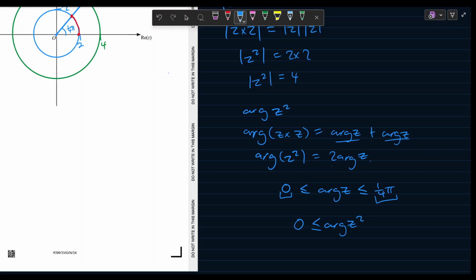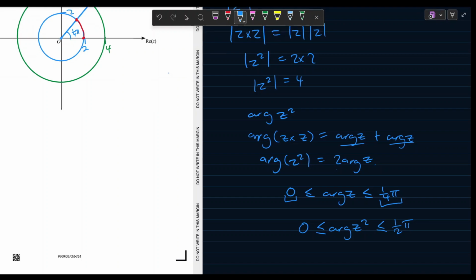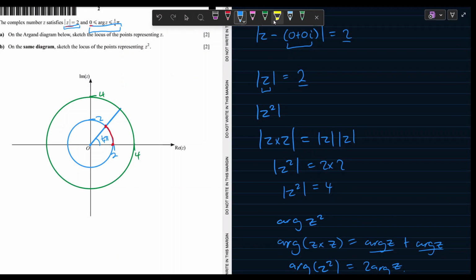And then this angle here is 2 times a quarter pi, so now that angle becomes 1 over 2 pi. Okay, so it means for z squared, we want to open up an angle of half pi. If I go back to my green pen, that's essentially just along the imaginary axis. So moving along like this. And so I'll highlight the points that we want.